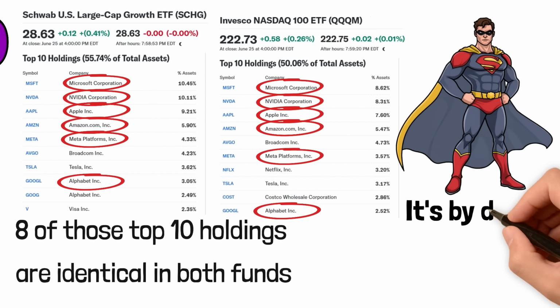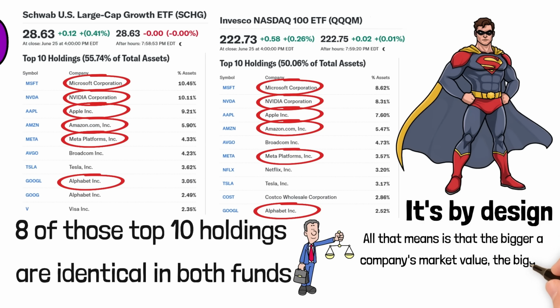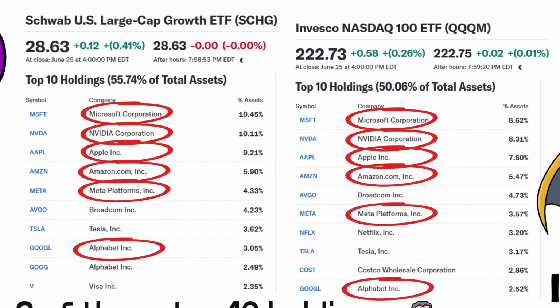This isn't an accident, it's by design. These are market capitalization-weighted funds. All that means is that the bigger a company's market value, the bigger the slice of the ETF pie it gets. As these giants have grown to trillion-dollar valuations, their influence inside these funds has become immense.